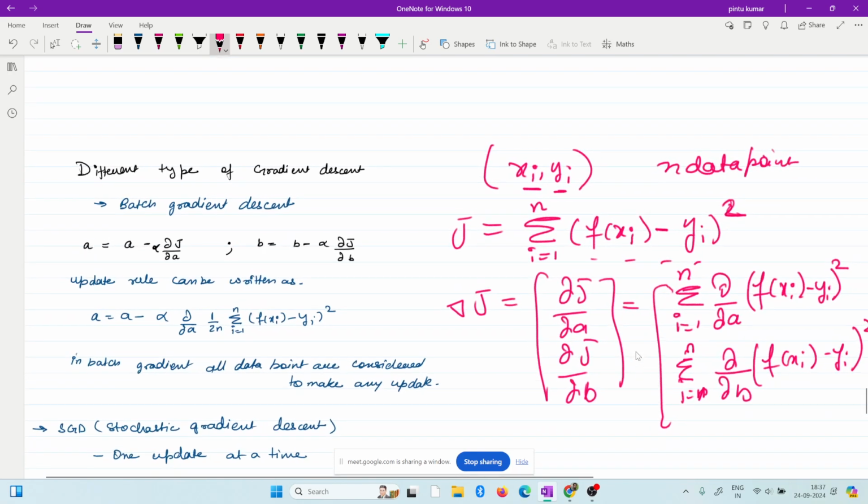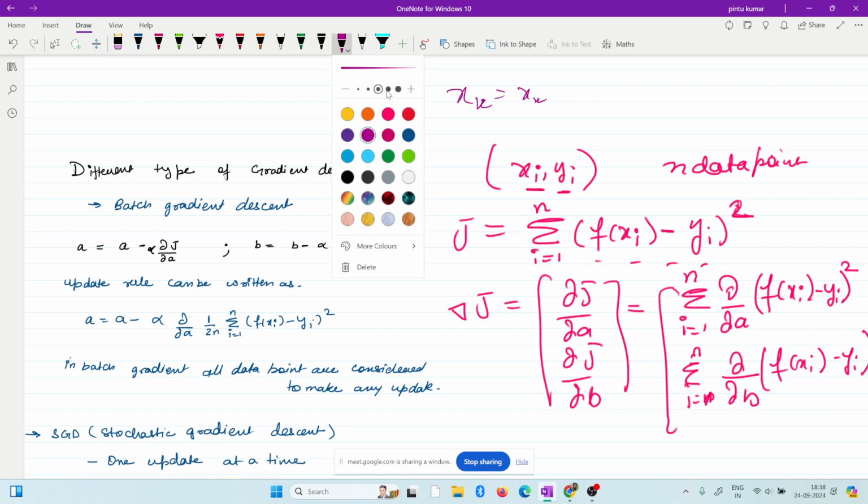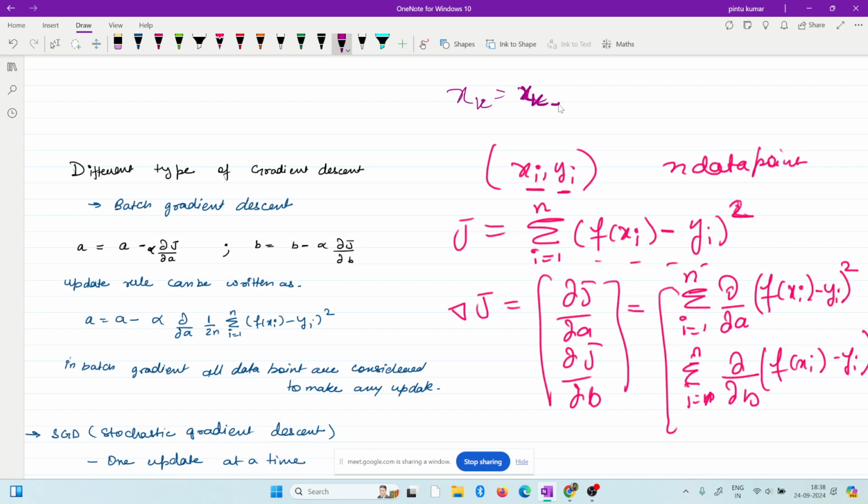So to make one update in your value of your weights, or make one update in x, by that I mean if you want to do xk equals xk minus 1 minus alpha times gradient of j, then you will have to calculate this for all data points, because there is a summation over all data points. You will have to calculate for all data points just to make one update, which is computationally also not very great. And there are other reasons also that I'll tell you why it's not that great.